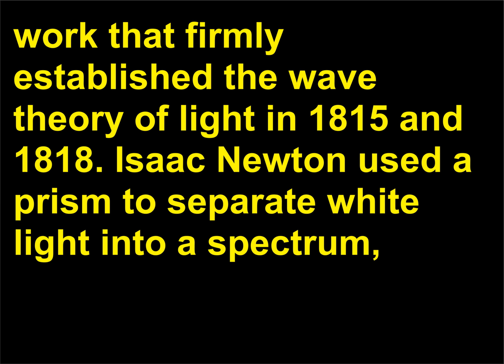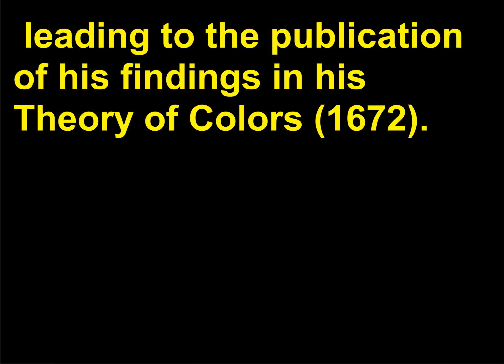Isaac Newton used a prism to separate white light into a spectrum, leading to the publication of his findings in his Theory of Colors, 1672.